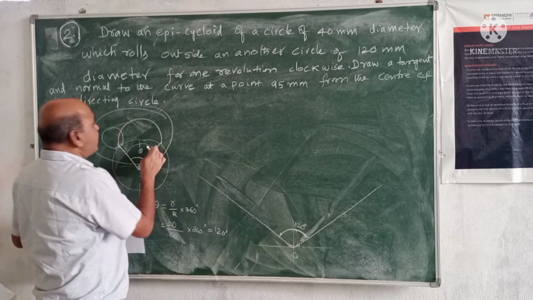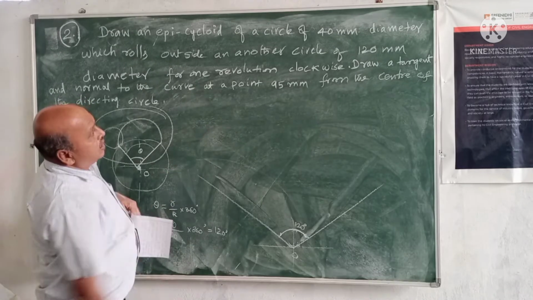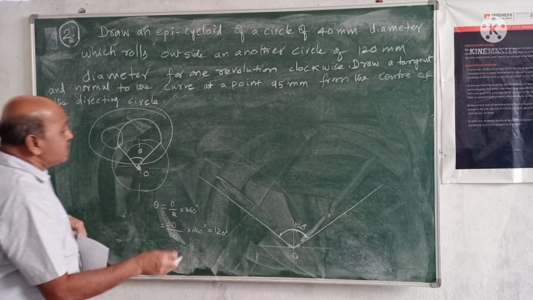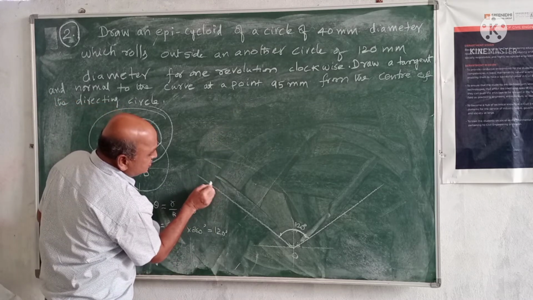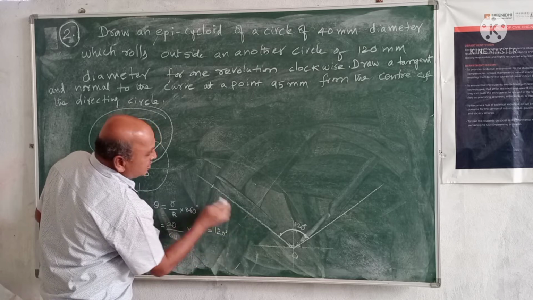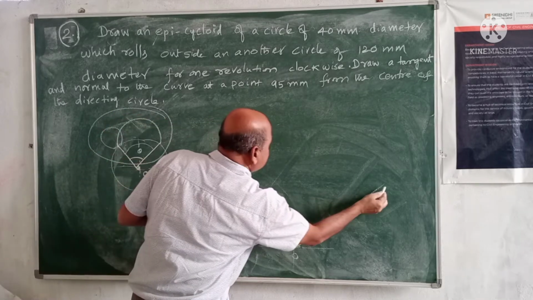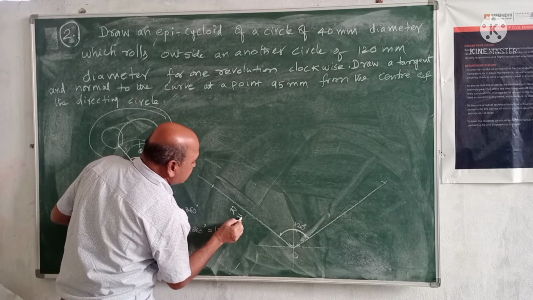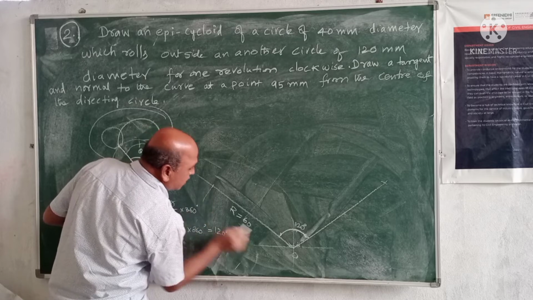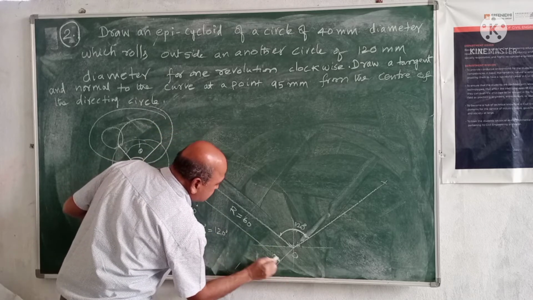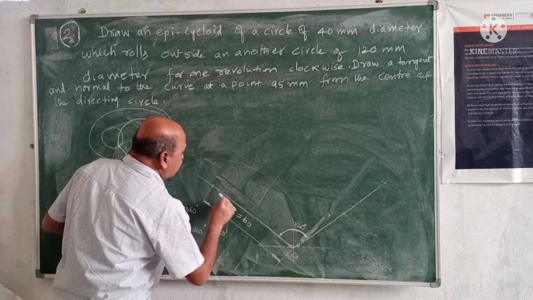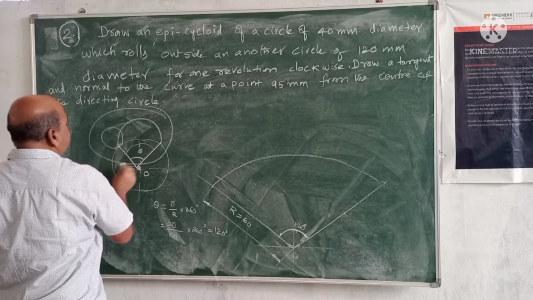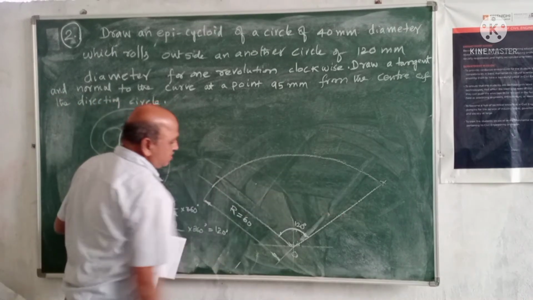Now, what is the radius of the directing circle? The diameter is 120 mm, so the radius is 60. So it is the 60 I am taking here. Here also I am marking 60. Right. R is equivalent to 60. So I am marking this R is equivalent to 60. When we draw this curve with the compass, we are going to have a line like this. 2H pencil only we have to use.